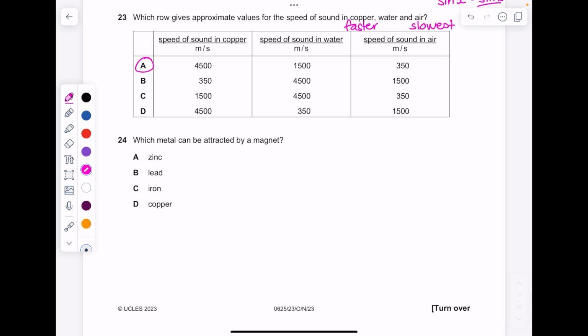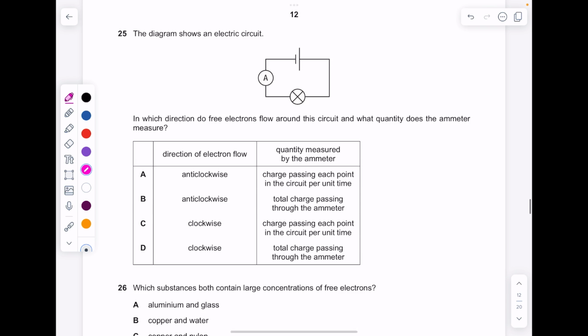Which metal can be attracted by a magnet? So you need something like iron, steel, nickel or cobalt. The only one they've mentioned here is iron. It's a soft magnetic material, which means it loses and gains magnetism easily.